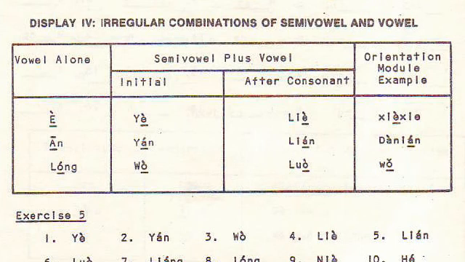An, Yan, Lian. Again. An, Yan, Lian. Now listen to the three surnames in the last row. Long, Wo, Lo. Listen for the effect of the semivowel written W or U.